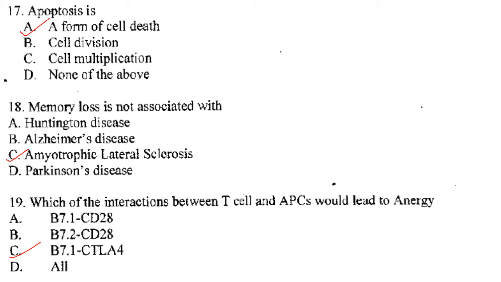So which of the interactions? Engagement of the inhibitory receptor CTLA4 by its B7 ligand is critical for the initiation of anergy. So the answer here is option C, that is B7-1 CTLA4. Answer is option C.